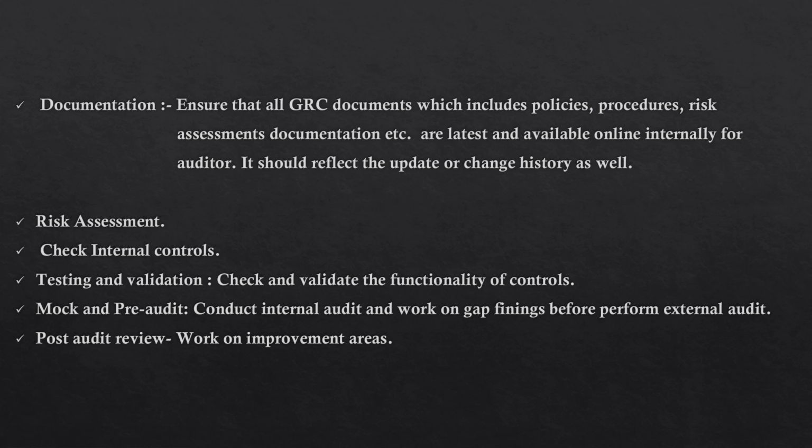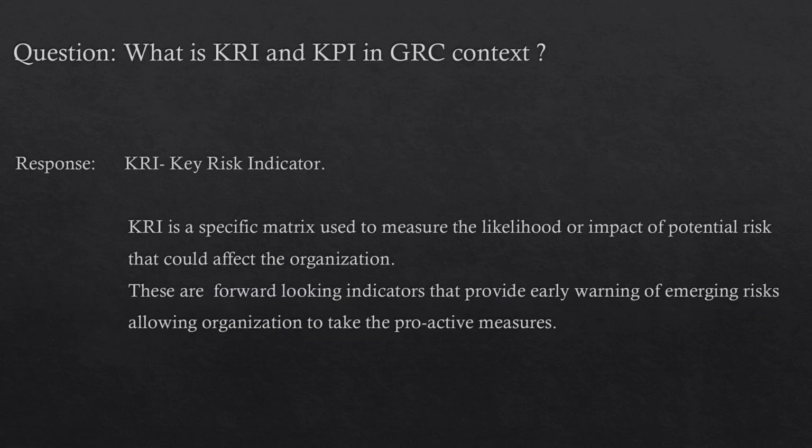Next is the risk assessment approach documented and internal controls. Whatever we have mentioned in the document should reflect in practice as well. Next is testing and validation. Check and validate the functionality of controls. Mock and pre-audit: conduct an internal audit and work on gap findings before performing the external audit. Last is post-audit review. Work on improvement areas provided by the external auditor.